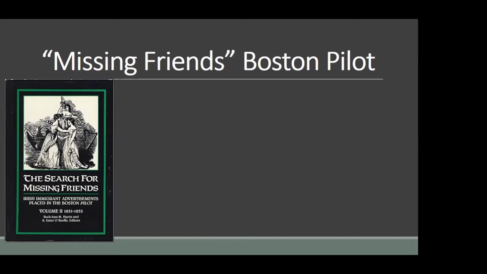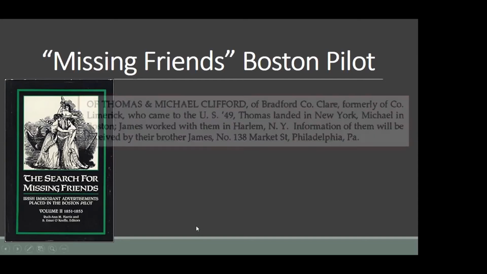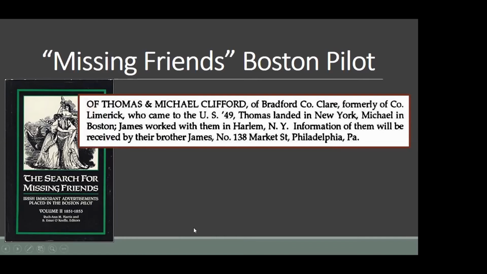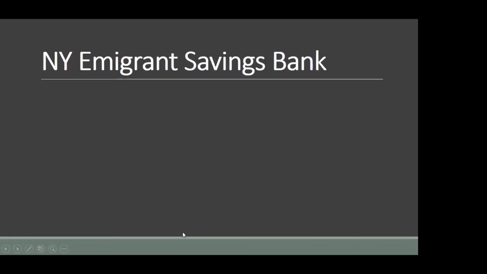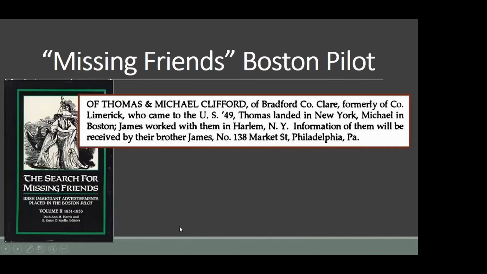So here is a listing of advertisements from November of 1855. Looking for Thomas and Michael Clifford of Bradford County, Clare, formerly of County Limerick, who came to the US in 49, that would be 1849. Thomas landed in New York, Michael in Boston. Oops, sorry. James worked with them in Harlem, New York. Information of them will be received by their brother James, and then we're given James's address in Philadelphia.